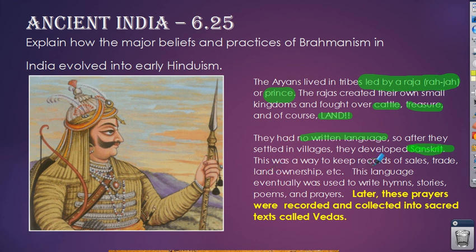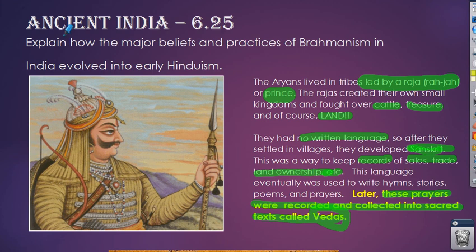This was a way to keep records, so it was record keeping. Those records were of sales, trade, land ownership, and etc., things such as that. The language was eventually used to write hymns, stories, poems, and prayers. Okay, later these prayers that we've talked about, and we just talked about a minute ago, were recorded and collected into sacred texts called the Veda, and we just talked about that one just a minute ago.